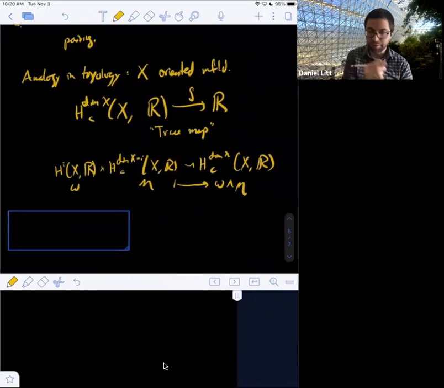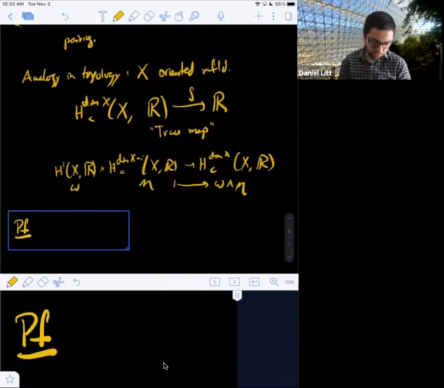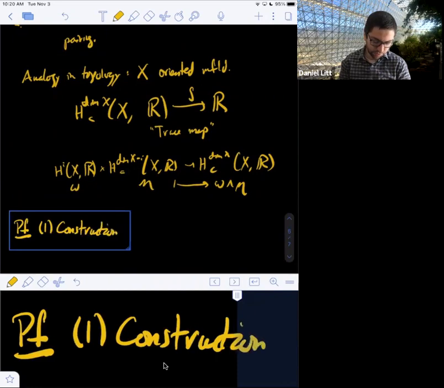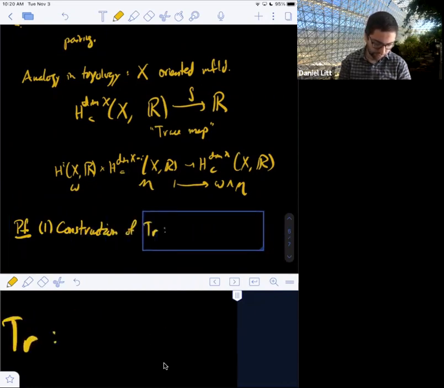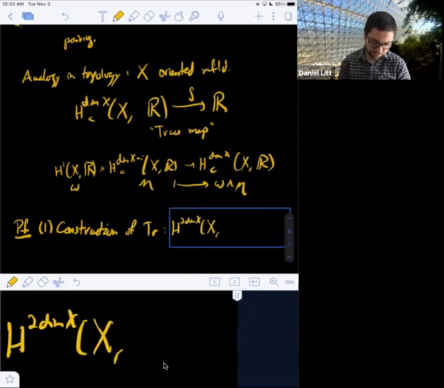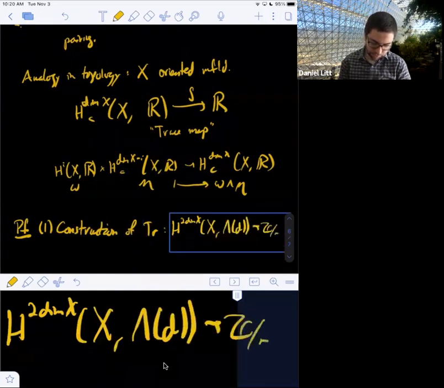Again, it's one of these things that's extremely involved, and we don't have time to do details. So the proof, just like the statement, has two parts. One will be the construction of this map trace, which, let me remind you, was a canonical isomorphism between H^2 dim X (X, Lambda(D)) and Z mod MC.